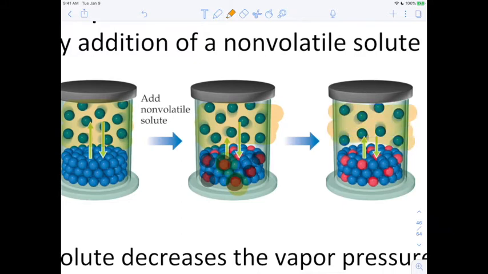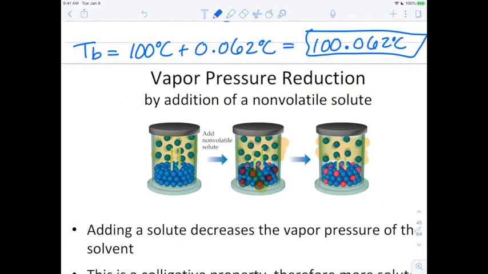So this is why it has a higher boiling point. You've got to crank up that heat to get it into the gas phase, to get it to go around all that solute. But what also happens is that since we have less gas up here in the vapor phase, we have a lower pressure, because less gas means lower pressure. So once a solute is added, we have a lower vapor pressure. And this is called vapor pressure reduction.